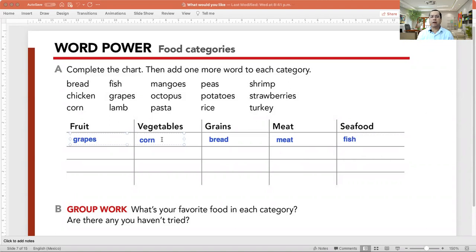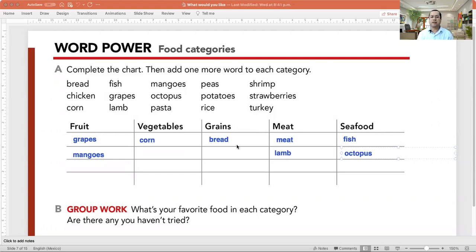Next one is lamb, which is a kind of meat. So it's gonna be over here. So that's lamb. Next one is mangoes, which is fruit, right? So it's gonna be under the first category, that's mangoes, right? Next one is octopus. Octopus is a kind of animal that lives in the sea, so that's octopus.